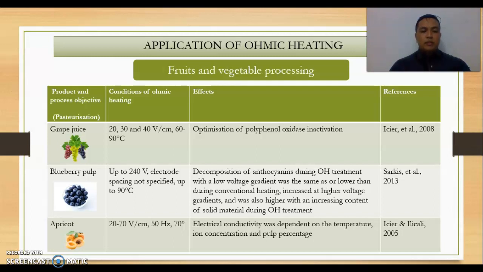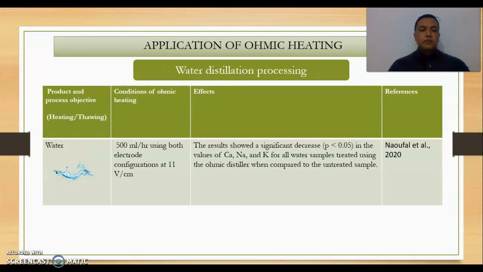Next for the blueberry pulp, up to 240 volt, electrode spacing not specified, up to 90 degrees Celsius used. There is decomposition of anthocyanin during ohmic heating treatment, which at a low voltage gradient was the same as or lower than during conventional heating, increased at higher voltage gradient, and was also higher with an increasing content of solid material during ohmic heating treatment. For apricot, it is 20 to 70 volt per cm, 50 Hz and 70 degrees Celsius. The electrical conductivity was dependent on the temperature, ion concentration and pulp percentage.